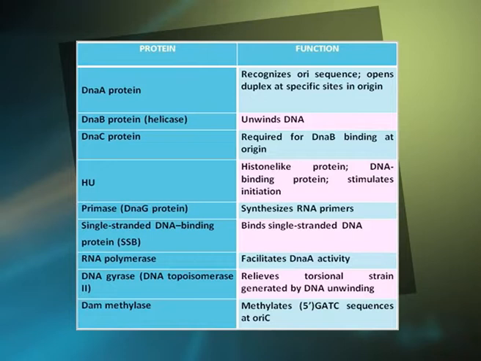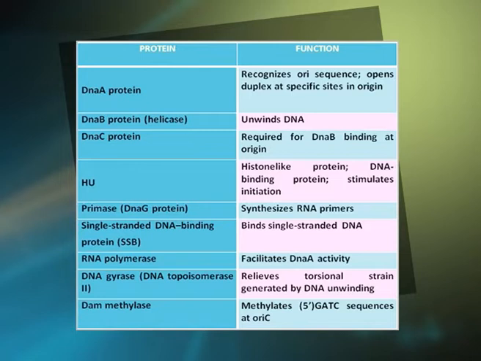Now look at the table. The first protein, DNA A protein, which is 4, recognizes the ORI sequence. It opens the duplex at specific sites in the origin. DNA B protein, which is 4, unwinds DNA. DNA C protein is required for DNA B binding at the origin. Then HU, this histone-like protein, is a DNA binding protein and stimulates initiation.